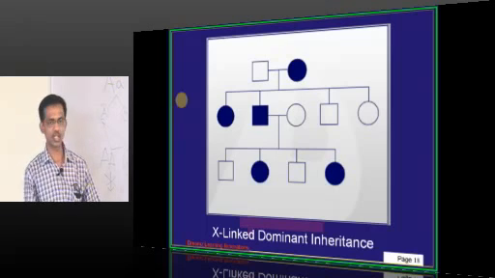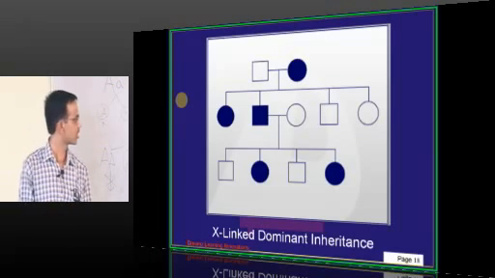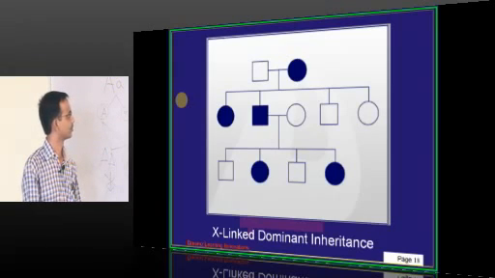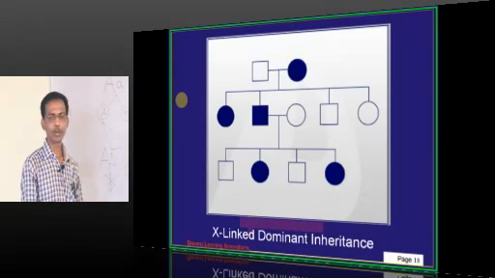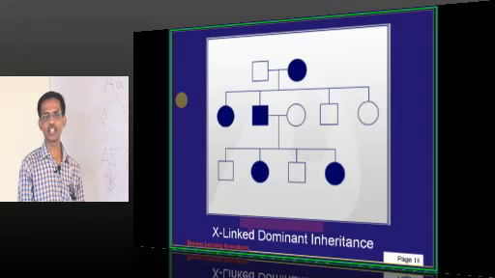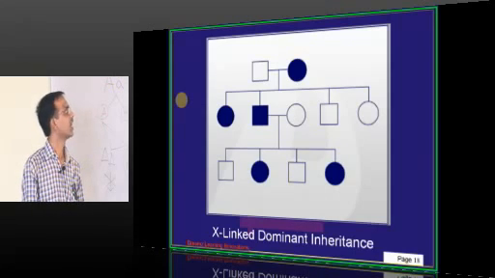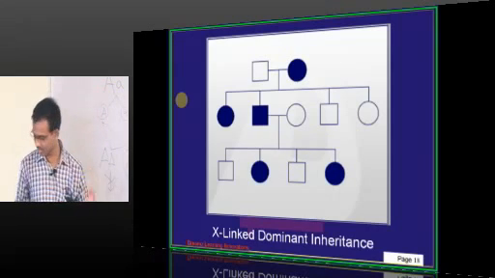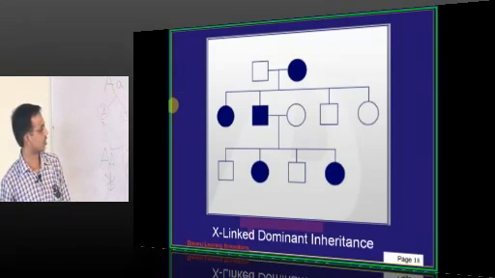Now look at this inheritance pattern, this pedigree. What is this showing you? What stands out in this? The proportion of males and females affected is not equal. There is a slight tilt towards the female side. More females are being affected. Are there any carriers? No carriers. Are there any skip generations? No skip generations. So there is some sex predilection for this disorder.